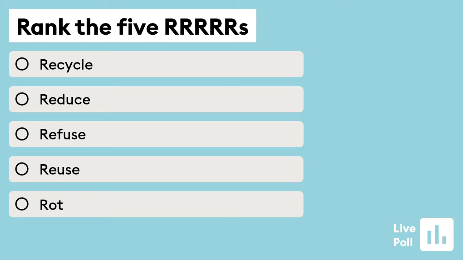Having a bit of a think about it, I'll repeat the question if you want. There are 5 R's to making a difference in reducing your plastic pollution. So do you guys know what they are, and can you rank them? And when I say R, I mean like R, pirate, the letter R.